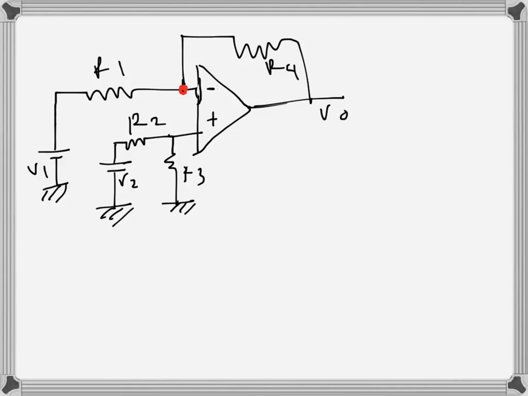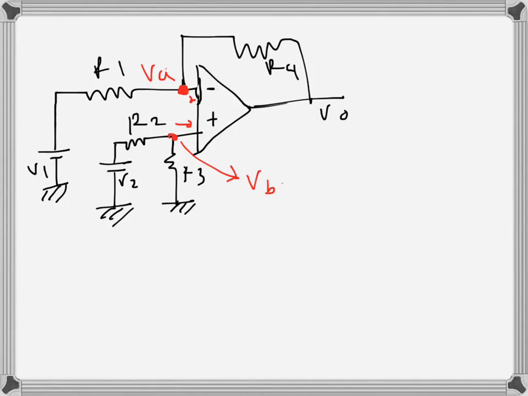I will try to develop the expression for the differential amplifier. So this is the circuit arrangement, and it's an operational amplifier, so there is no current into the terminals. Let's call this point VA and this point's voltage VB.